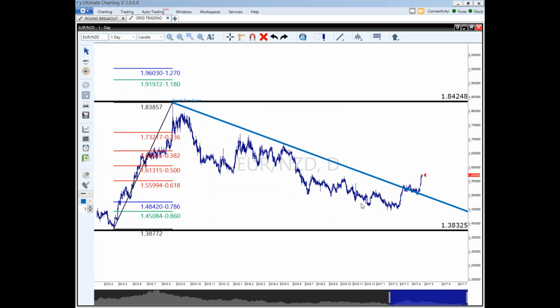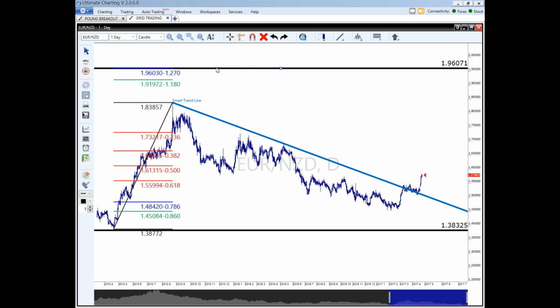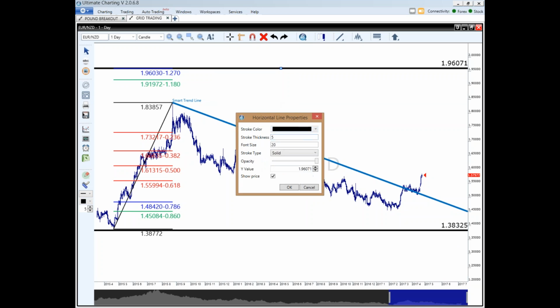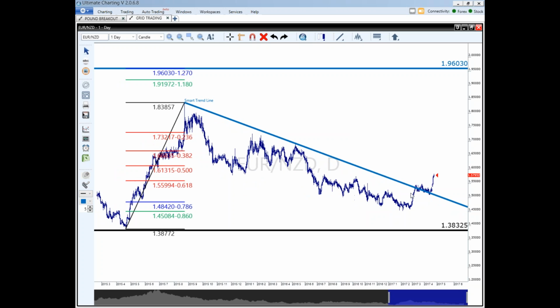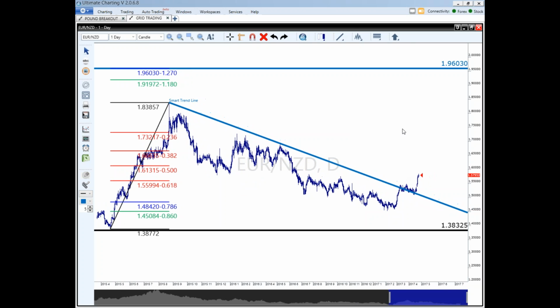And the target to go after here: this market came down to a low price point of 1.45276, which is a 76 retracement. So the 1.27 here would be the extension at 1.96030. That would be the Fibonacci D extension of this movement here. So we're slowly creeping up towards that D.